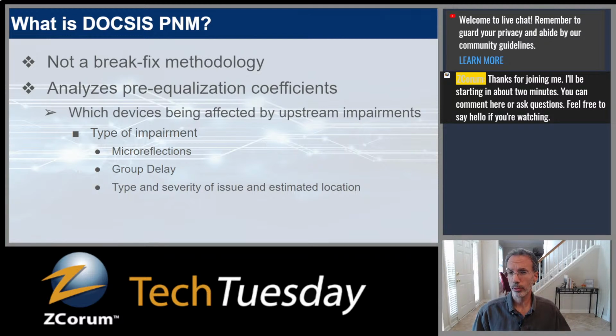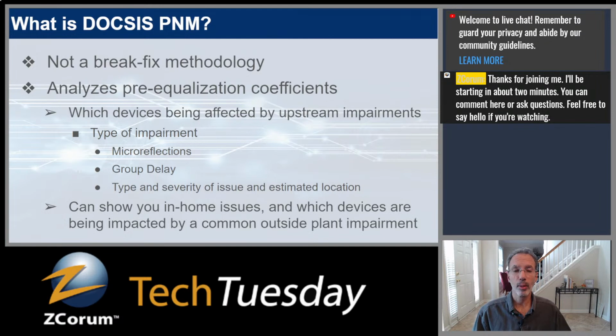So for a micro-reflection, for example, you can tell the length of the echo cavity, which then gives you really good clues as to where it's located. And I'll explain how that works. So it can also show you an in-home issue. You can get a really good indication: is this just affecting this customer?